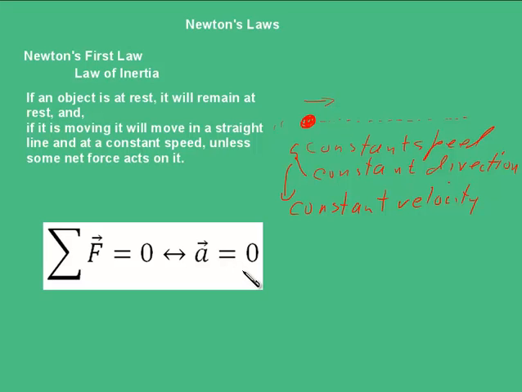If the acceleration of an object is 0, that is, if it's moving in a straight line at a constant speed, or if it's at rest, then the net force acting on that object has to be 0. So that brings us to the end of this little discussion of Newton's first law. In the subsequent videos, we'll discuss the other two laws.